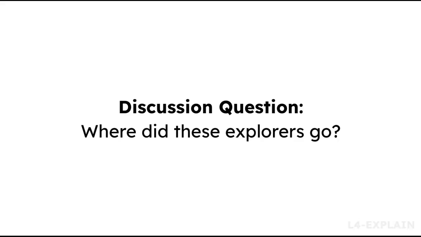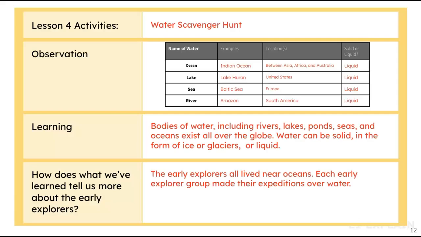In the Explain portion of the lesson, students will engage in a class discussion. You'll invite them to gather and analyze their observations around the Water Explorers activity. You'll use the provided questions to guide the discussion around where did these explorers go? The goal of this discussion is to identify and describe different bodies of water on Earth and make the connection between the early explorer regions and the bodies of water they used.